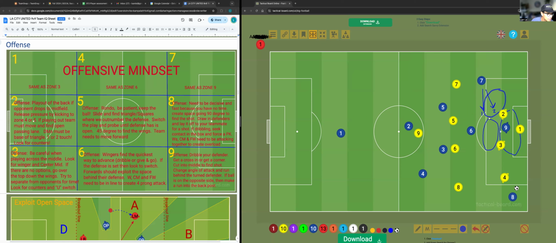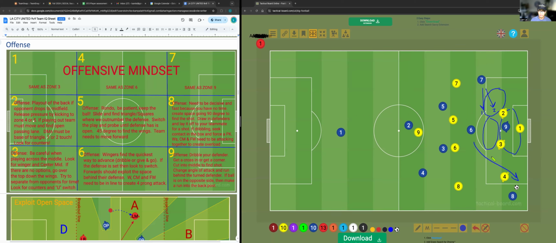There should always be runs in. So if you want to score goals, you got to make the effort to get into the danger area as the ball's coming through. There is no way you can be making that pass down here and then sitting back here and going, oh man, you know what? That was a great pass. No, you got to make your way into the area.